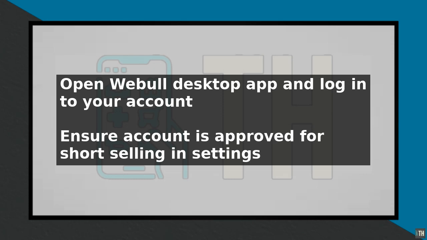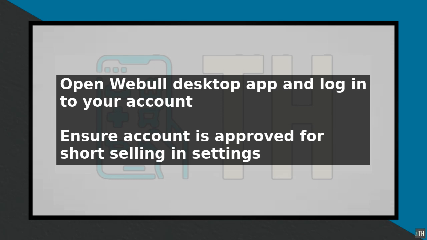First, you need to open the Webull desktop app and log into your account. Once you are logged in, you need to ensure that your account is approved for short selling. You can do this by checking your account settings and looking for the short selling option.